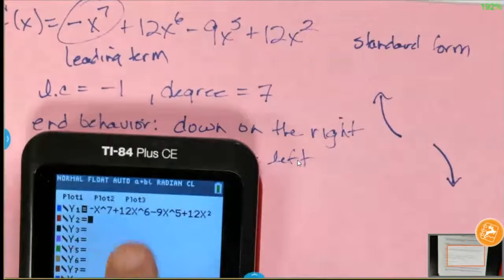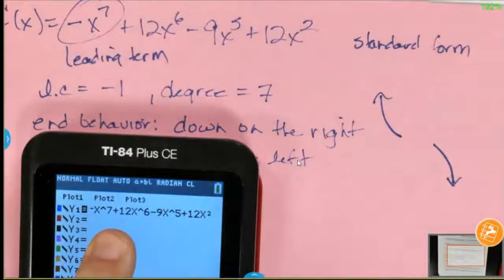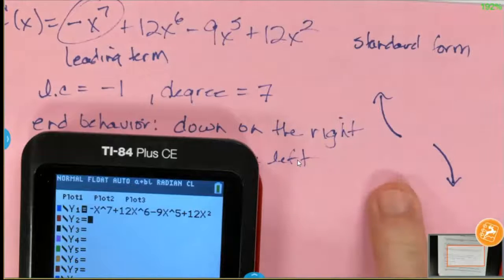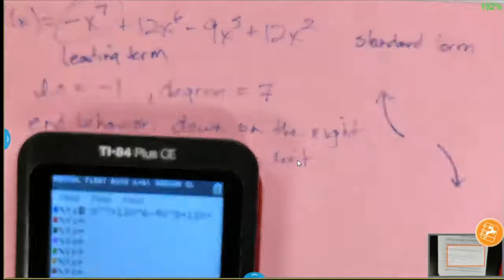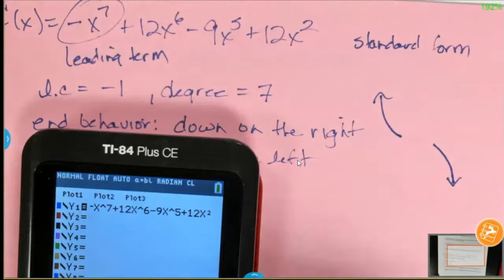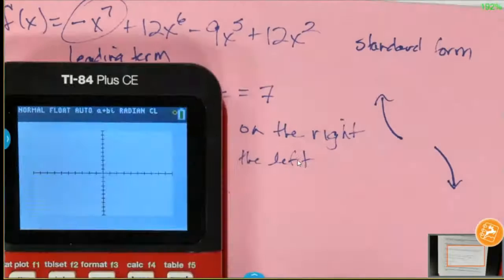When you get to functions that have as high a degree as this, a lot of times you do get that thing where it looks like a bunch of vertical lines. So it's really kind of hard to tell sometimes from the graph what the end behavior actually is. That's why it's good to be able to do it just on paper. So we'll look at this one and see what it turns out like.